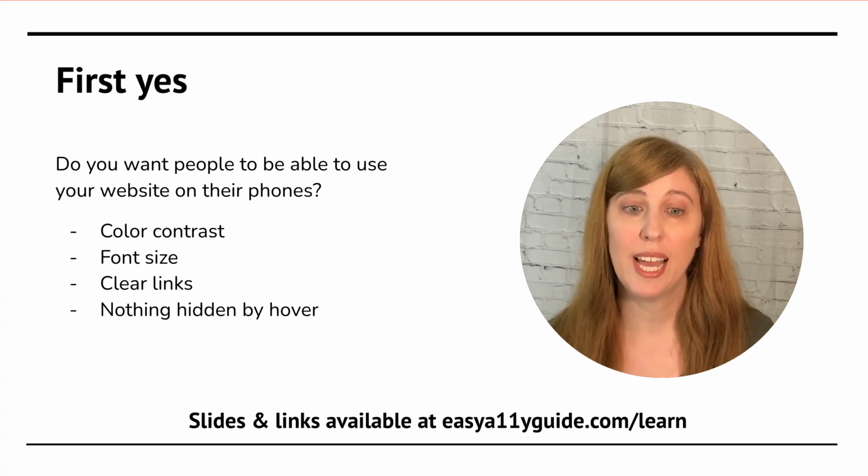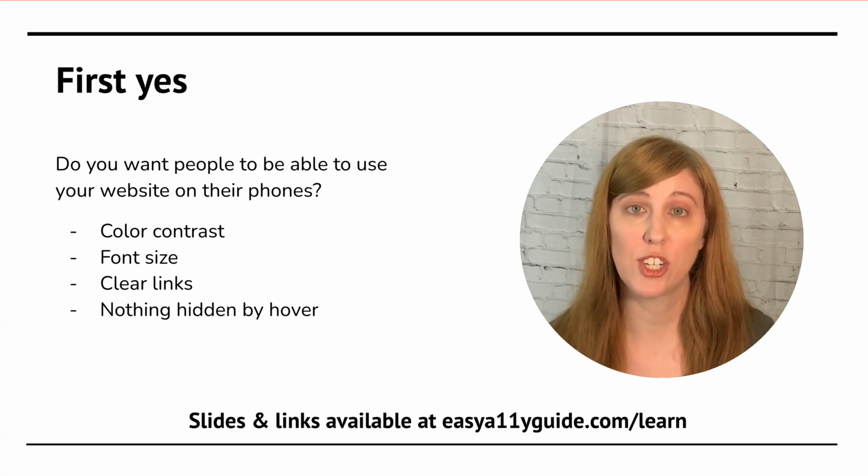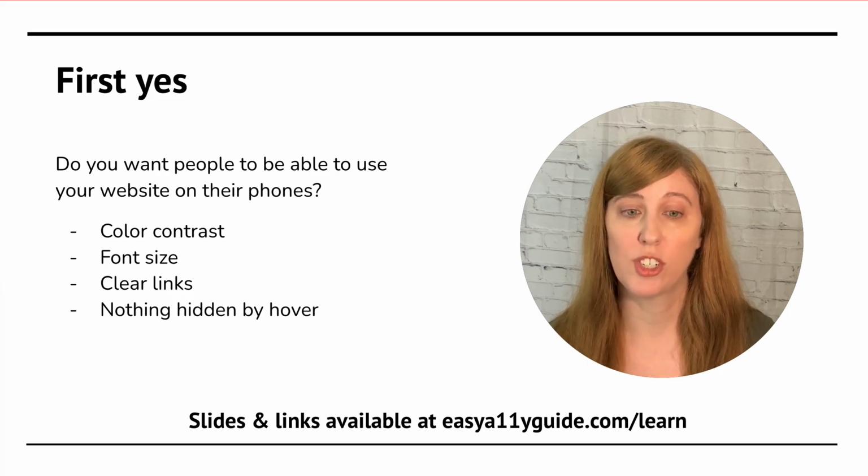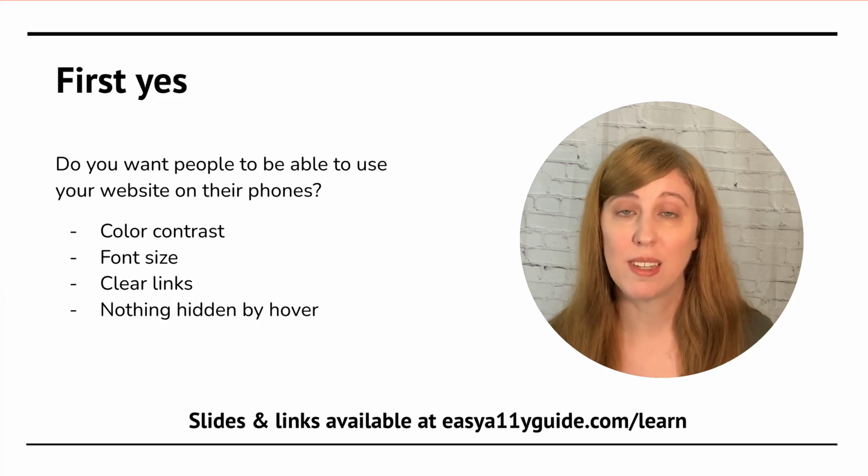By agreeing yes to this, they are agreeing to good color contrast because people use their phones outside in the sunshine where all of the text is washed out. They're agreeing to legible font sizes. Again, outside in the sunlight. They're agreeing to clear links. Phones don't have a hover state. They're also agreeing that nothing is hidden behind a hover state because, again, phones don't have one.